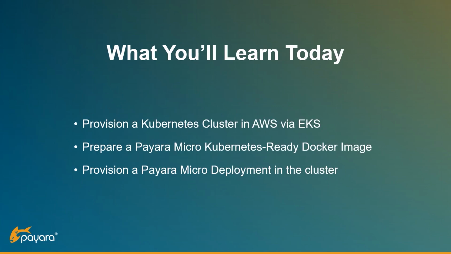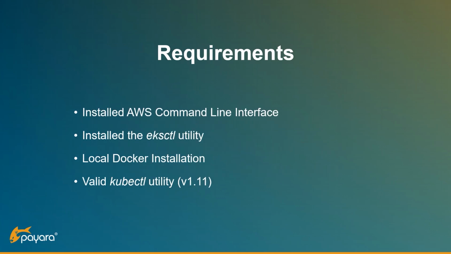So you'll learn three things today. First, you'll learn how to provision a new Kubernetes cluster in Amazon Web Services via its Elastic Kubernetes Service. Two, you will learn how to prepare a Payara Micro Kubernetes-ready Docker image. And three, you will learn how to use that image in order to provision a new Payara Micro deployment in the cluster that we'll prepare.